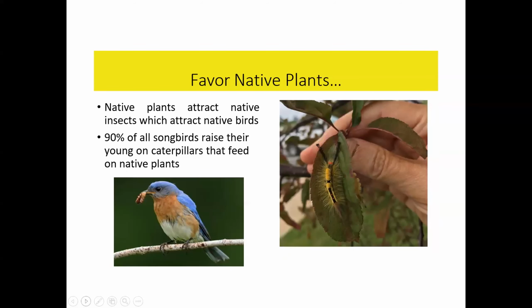Another reason to favor native plants is because native plants attract native insects, and this is going to attract native birds. So whether you want different kinds of caterpillars, which will result in butterflies and moths, or if you like birds, it's good to have native plants because you will attract all of those things.